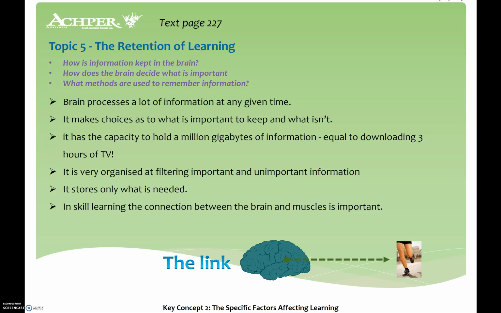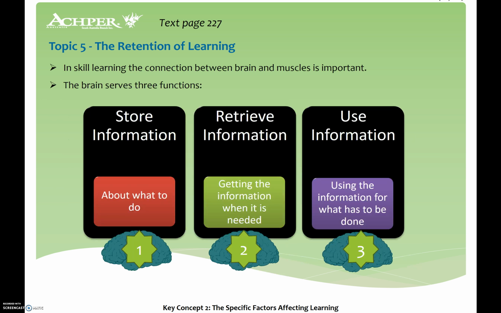So the brain processes a lot of the information at any given time. It tends to make choices of what's important and what isn't. So again, relating to stages of the learning, a cognitive learner would not be able to determine what's important and what's not, where an autonomous learner would. It's very organised and filters out unimportant information. It stores only what's needed, and in skill learning, the connection between the brain and the muscles is very important.